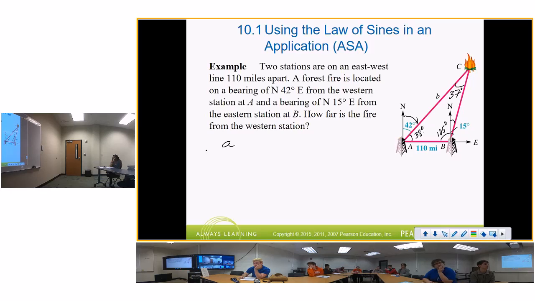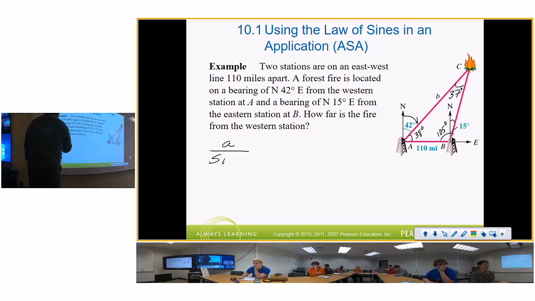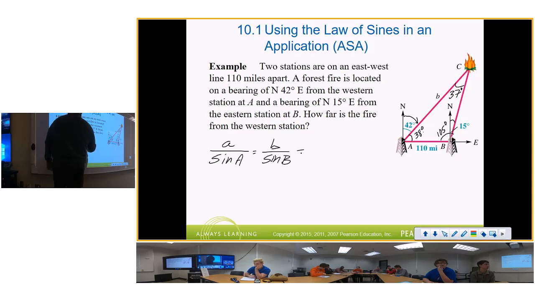Y'all can figure out what LAD stands for. The last word is disorder. The first word is lazy. Law of sines: sine of A over a equals sine of B over b equals sine of C over c.